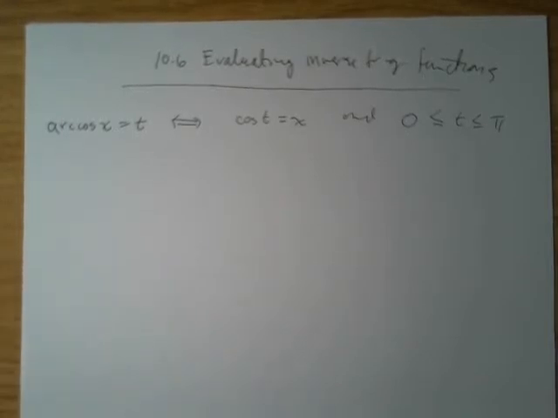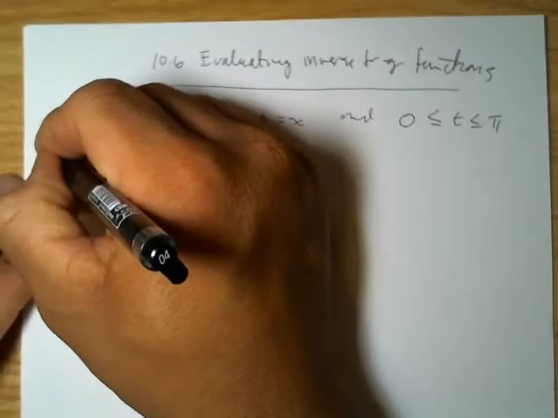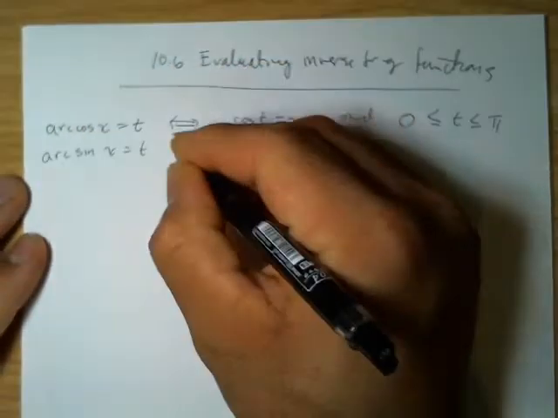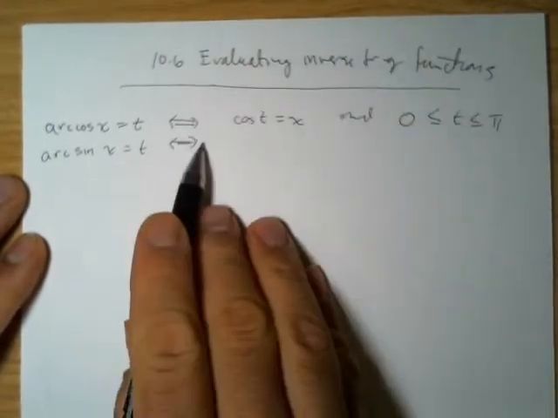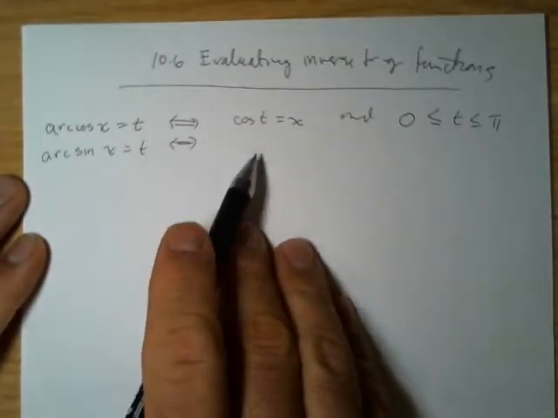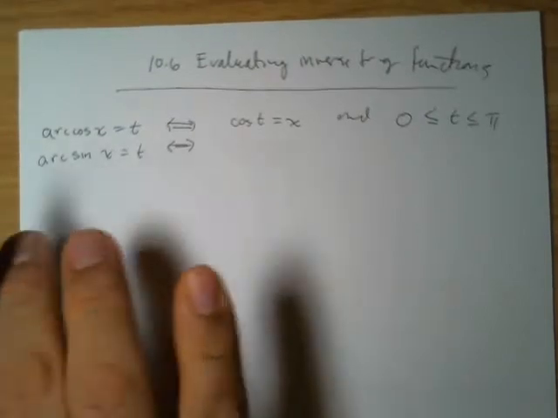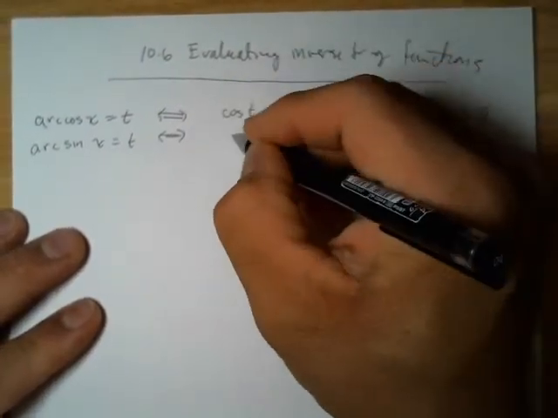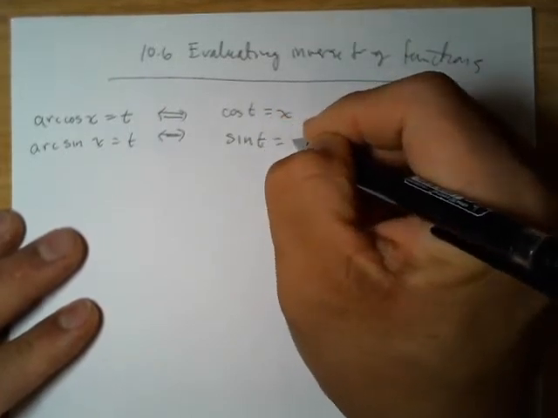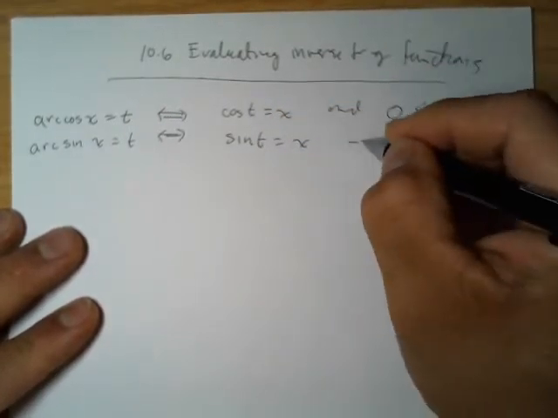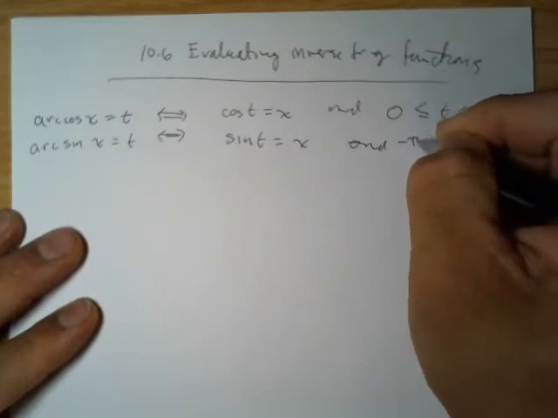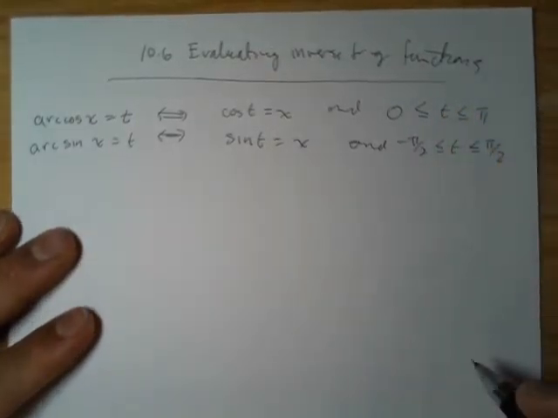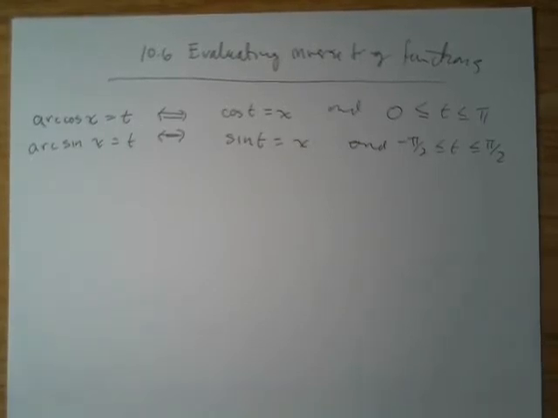Okay, and then the same thing for the sine. Arc sine of x is equal to t if and only if sine of t is equal to x. This double-sided arrow means if and only if, which means this is a relationship that goes in both directions. And this will be true as long as t falls between negative pi over 2 and pi over 2.